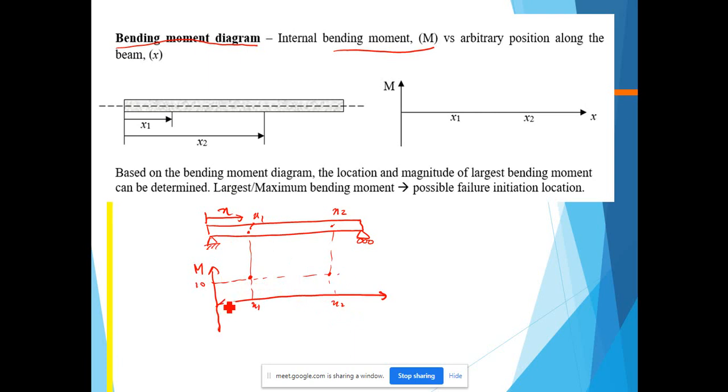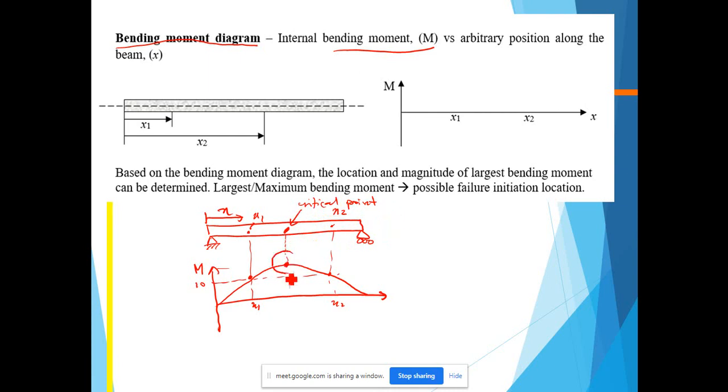And then we can draw the distribution of bending moment value. From this diagram, we can identify where is the maximum of internal bending moment. For this case, this point. This is just an example. Here will be the critical point, because the M is highest. So that will be the critical point.